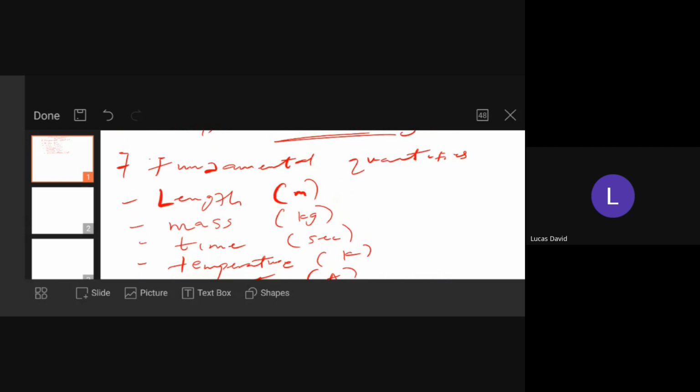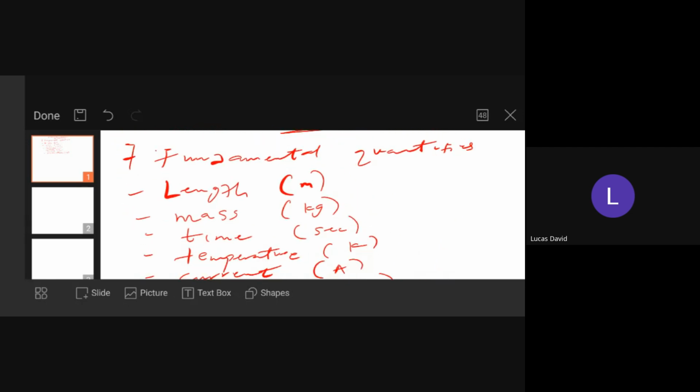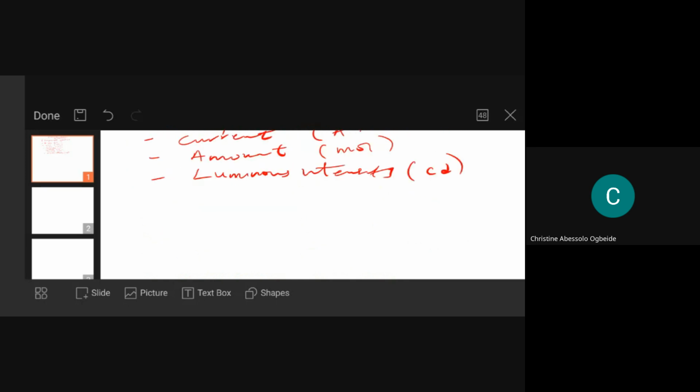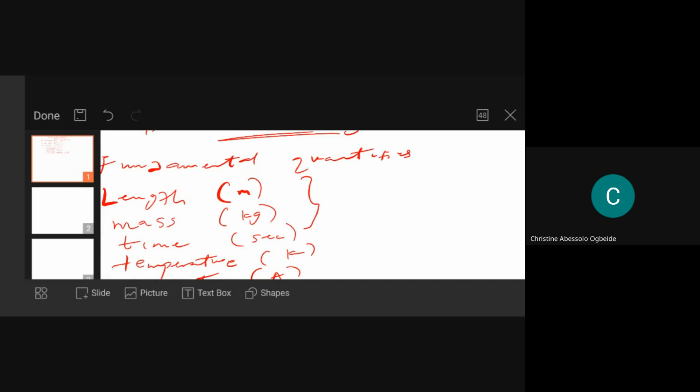But under these 7 fundamental quantities, the first 3 quantities form the basics of what we're going to be talking about today, which is dimension analysis. So anytime you hear dimension analysis in physics, we have to consider the 3 basic fundamental quantities. The 3 most essential fundamental quantities are the building blocks for dimension analysis. And these are length, mass, and time.